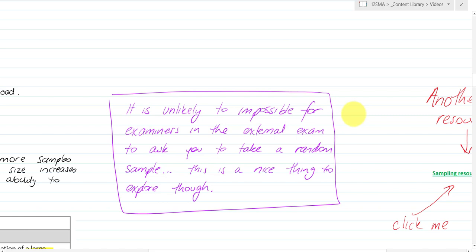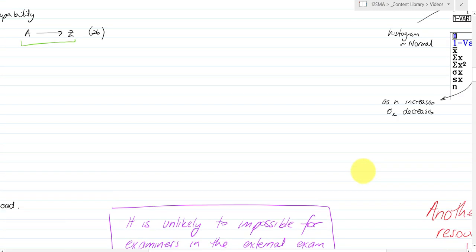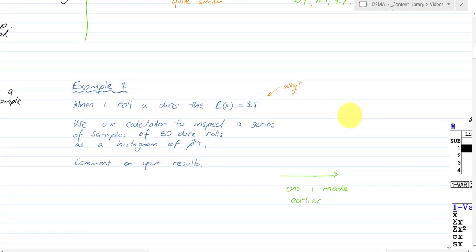They may provide a sample for you and ask you to do something with the sample, but it's very hard for examiners in an external exam to ask you to take a sample and then for them to be able to actually check that sample and have everybody coming up with a different sample. So that seems pretty much impossible to me. So actually being able to sample in your calculator seems an unlikely requirement. But nonetheless, I did write an example.